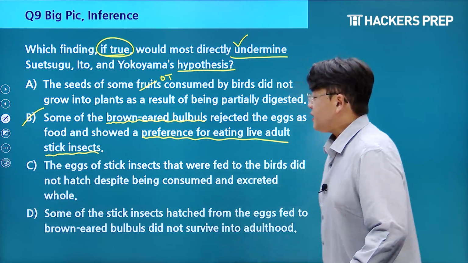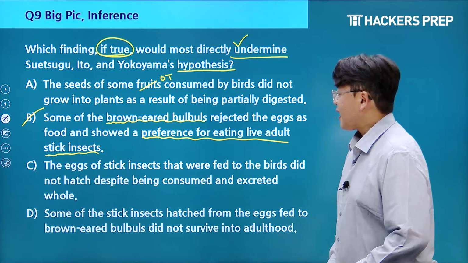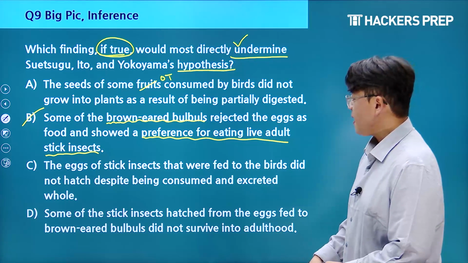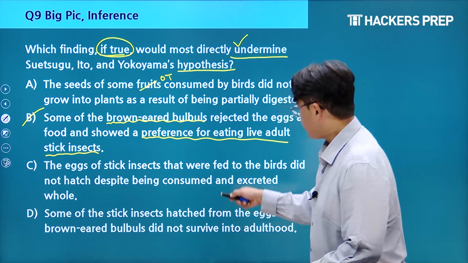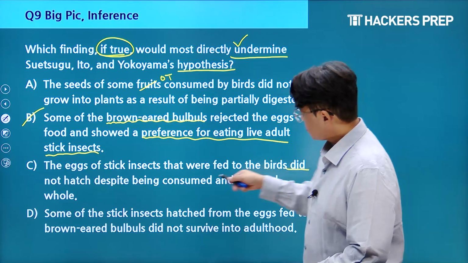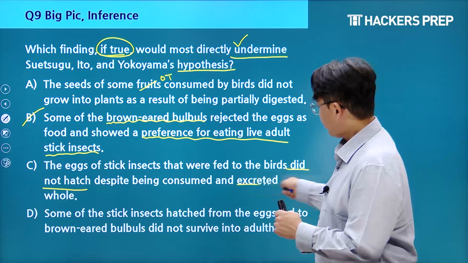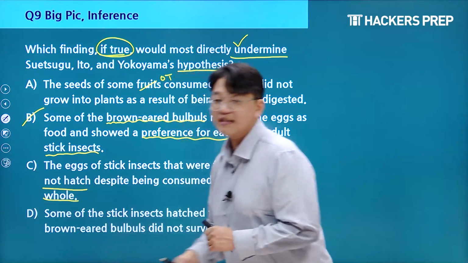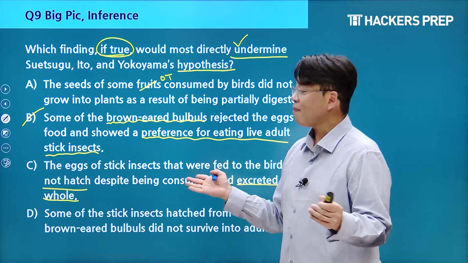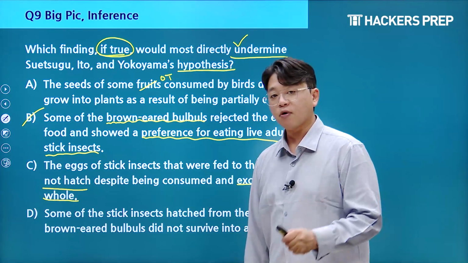Let's look at C. The eggs of stick insects that were fed to the birds did not hatch despite being consumed and excreted whole. This makes sense, right? The eggs had safely been excreted, but they did not hatch. What would that mean? That the stick insects would not be able to propagate, right? So this clearly undermines the hypothesis in the last part of the text.